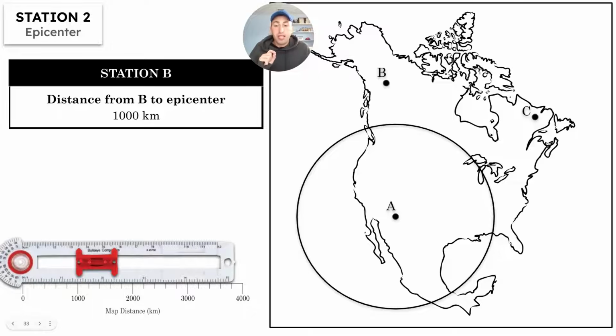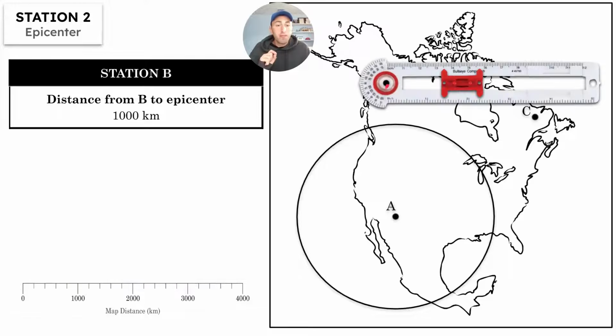You're then going to make sure it stays at 1,000 and go to B, and you put this part of the compass over B. You hold it down with your finger, and then you take a pencil and put the pencil into this first dot here. People make the mistake and put the pencil in the second dot, but the first dot is aligned to 1,000 kilometers. So you must make sure to do that. And you have the pencil in this first dot here for 1,000 kilometers.